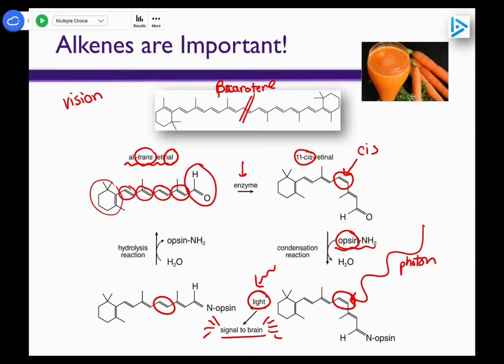Well, once it's back in trans position, it's no more use. It doesn't detect light anymore. It's useless at this moment. So a reaction happens, and it's detached from the opsin protein. Now it's back to trans, and it has to be reconverted back to the cis to join back to that protein. And this cycle continues over and over. And it's pretty cool.